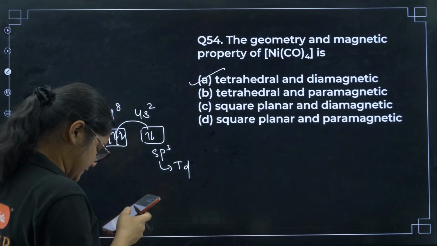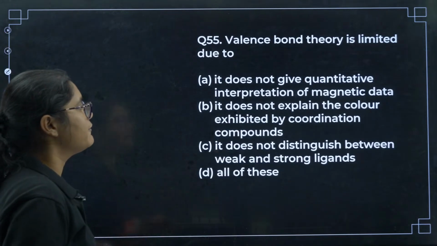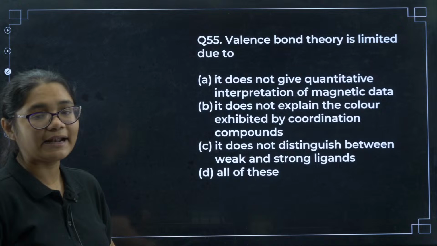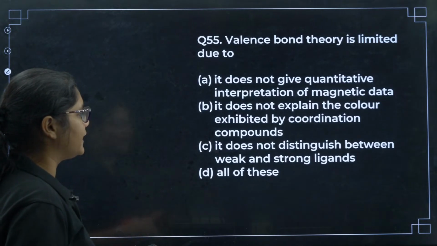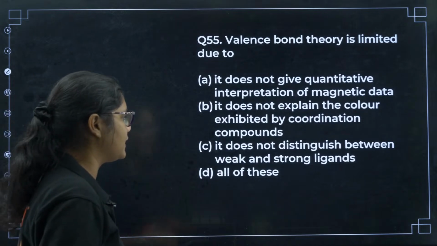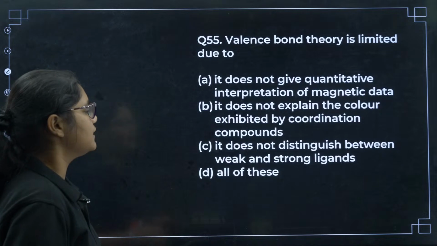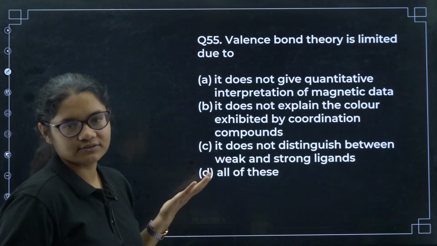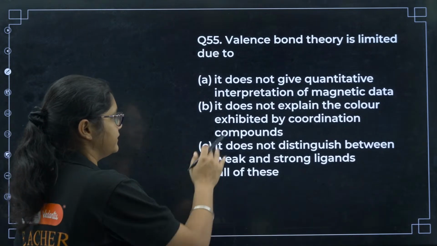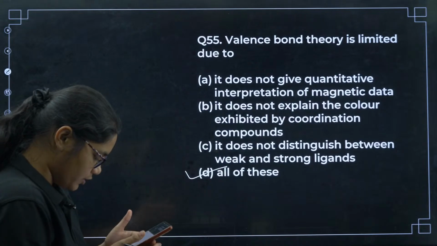Okay, yes. Next, we'll move to question number 55. Valence bond theory is limited due to. So what are the limitations of valence bond theory? It does not give quantitative interpretation of magnetic data. It does not explain the color exhibited by the coordination compounds. Does not distinguish between weak and strong ligands. So by reading the options, we all know all of them are correct. Means all of them are the limitations. So option number D, that is all of this.